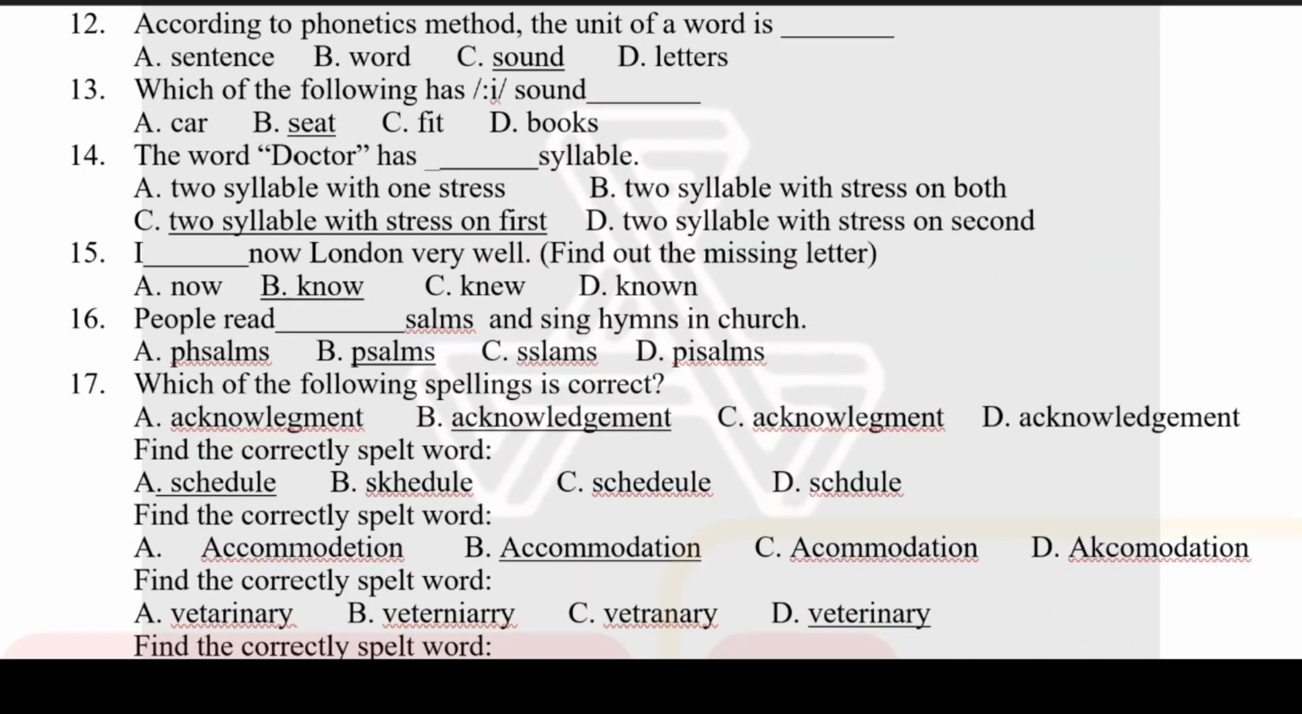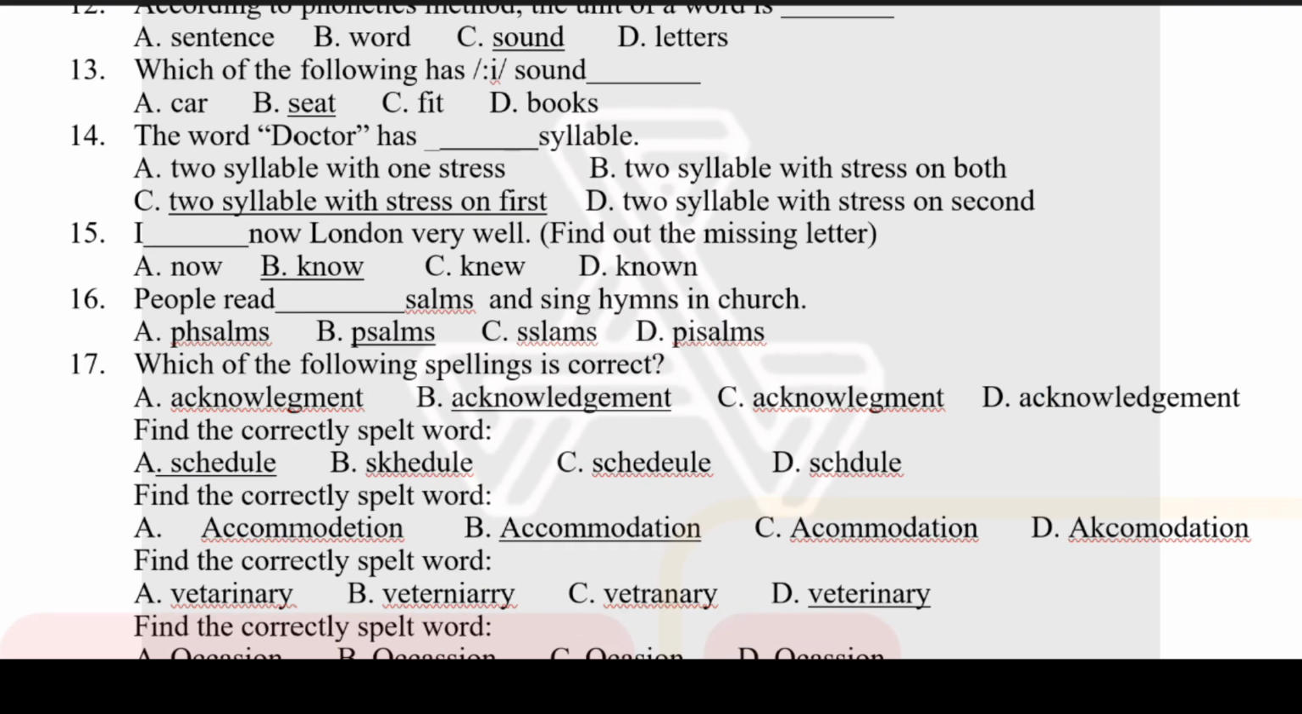According to the phonetics method, the unit of a word is sound. Which of the following has a sound? Seat. The word doctor has 2 syllables with stress on the first. I know London very well. People read psalms and sing hymns in church.